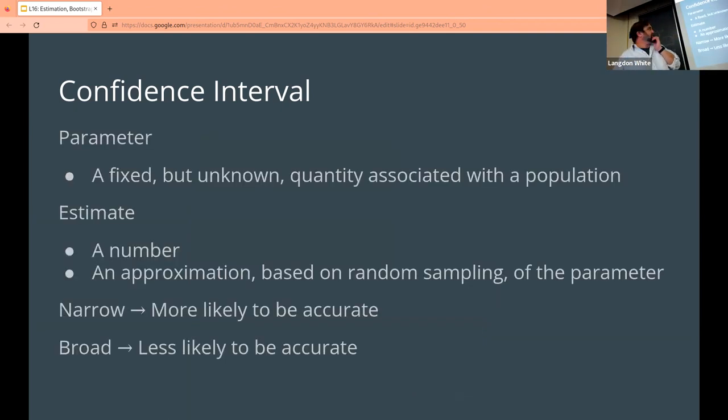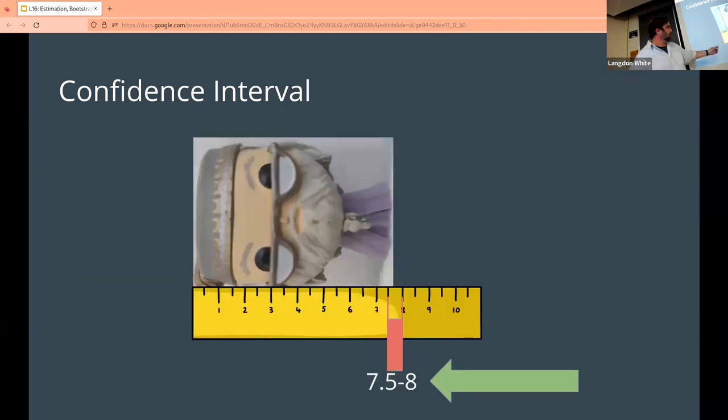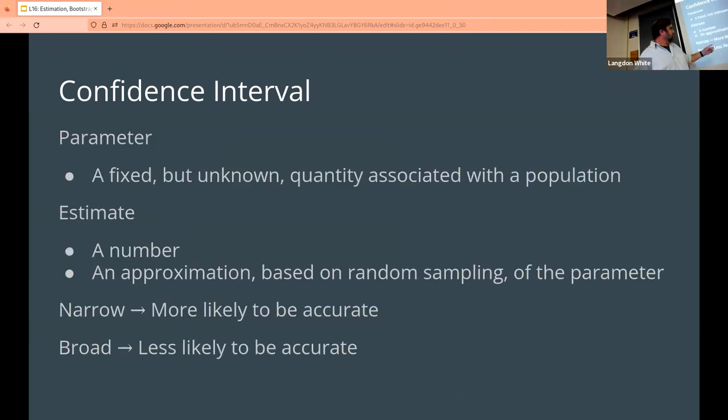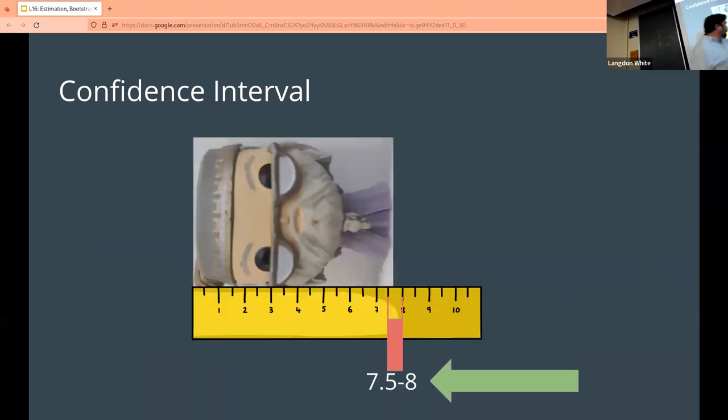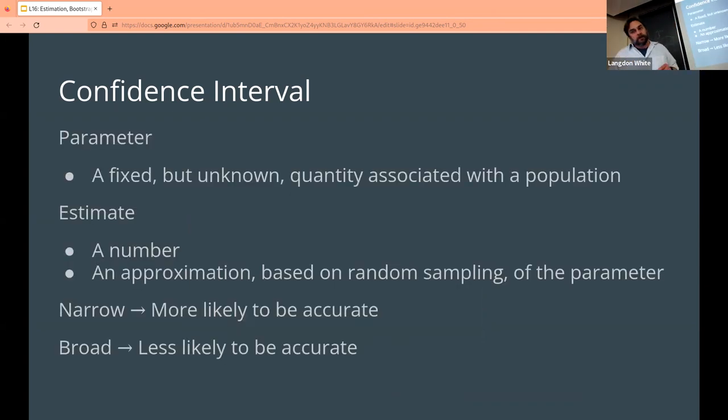The parameter is a fixed but unknown quantity associated with the population. And the estimate is the approximation, based on random sampling, of the parameter. And so the narrower the interval is, the more accurate a value in it will be to the real thing, right? If I had quarter inch tick marks on here, I could probably get closer and make a smaller confidence interval. And obviously if it's bigger, it's less accurate.